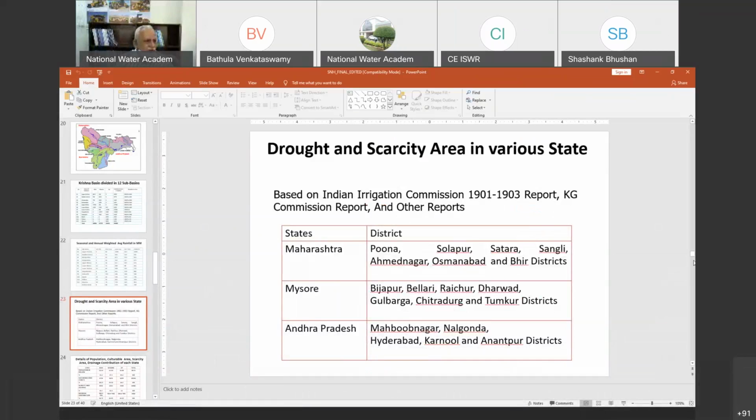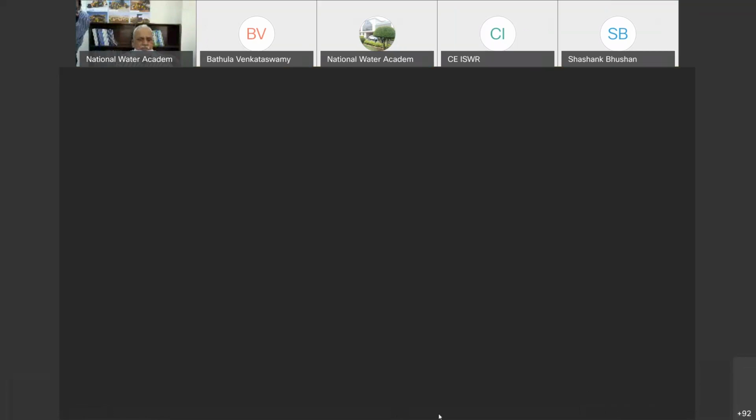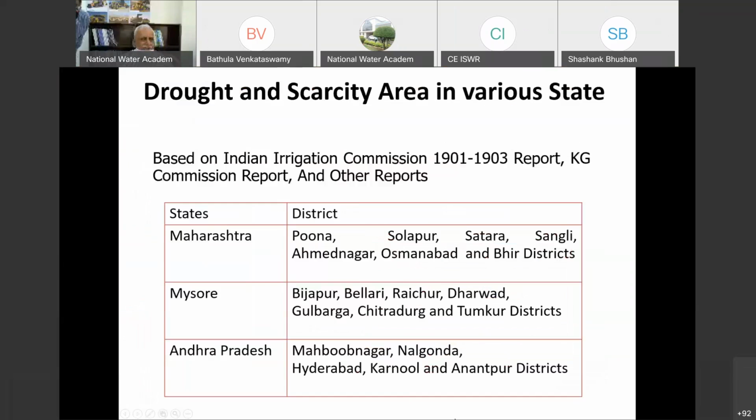This gives the extent of districts which are the scarcity areas. As far as Maharashtra is concerned, Maharashtra has got Pune, Solapur, Ahmednagar, Osmanabad and Beed districts as the scarcity area. Mysore has got Bijapur, Bellary, Raichur, Dharwar, Gulbarga and Chitradurga districts as the scarcity areas. Andhra Pradesh has got Mahbubnagar, Nalgonda, Hyderabad, Kurnool and Anantapur districts.